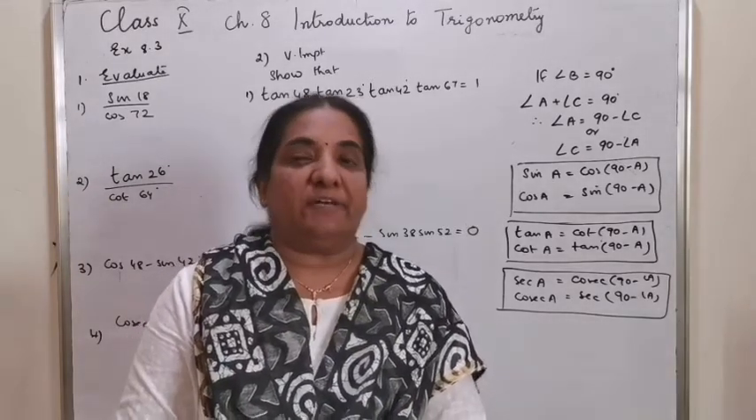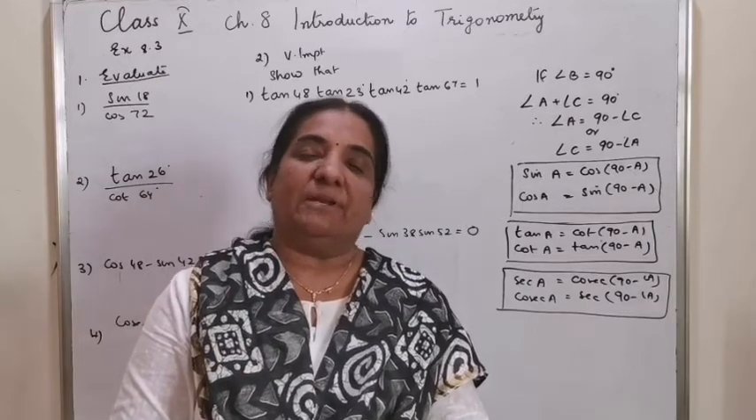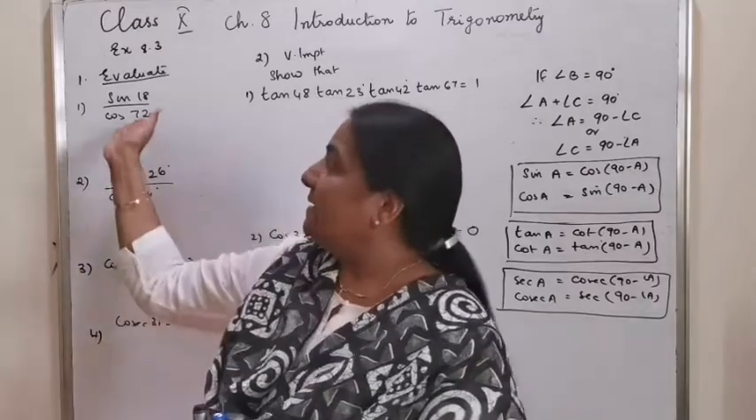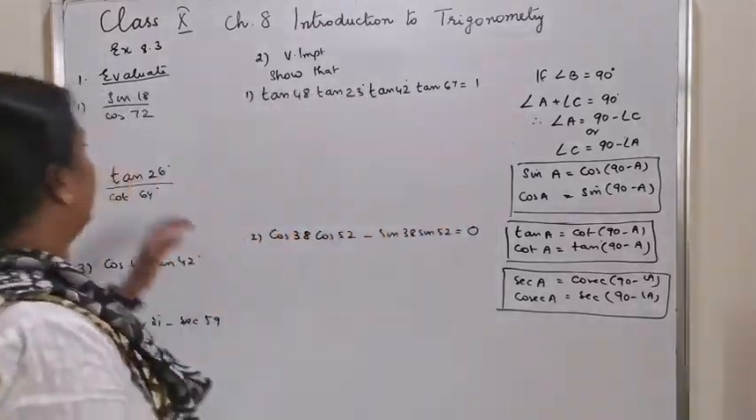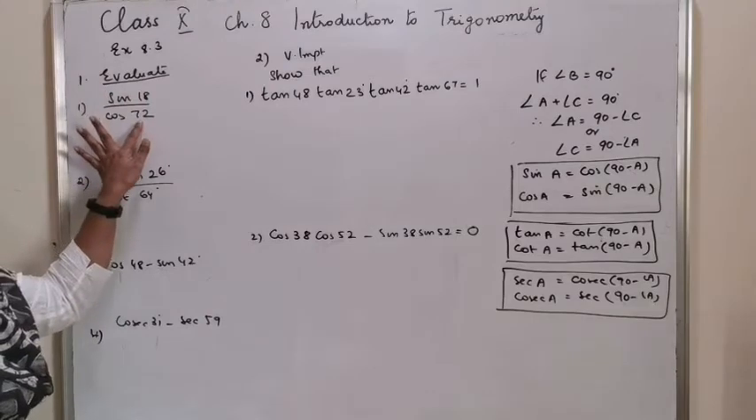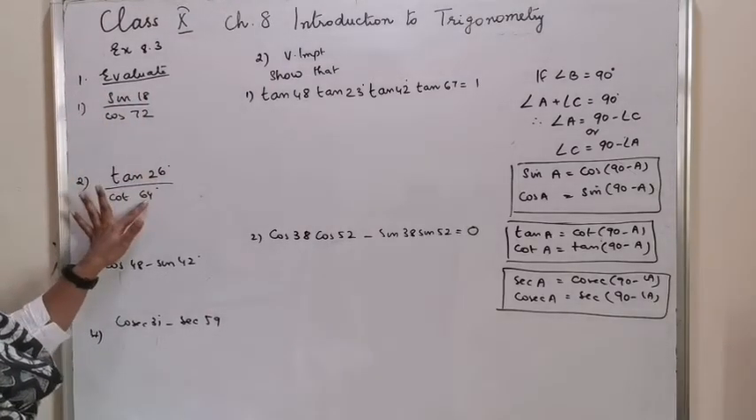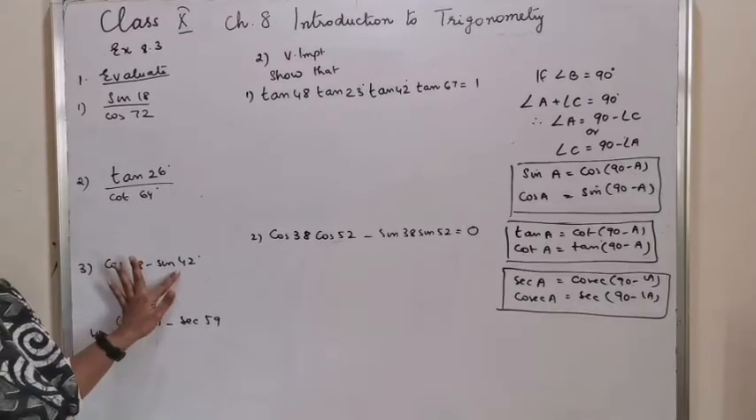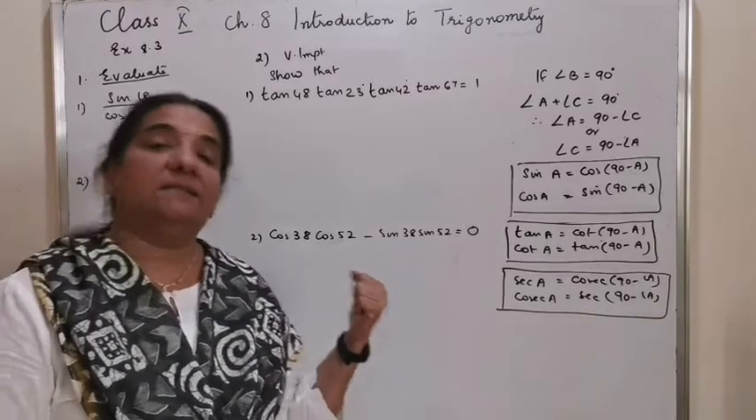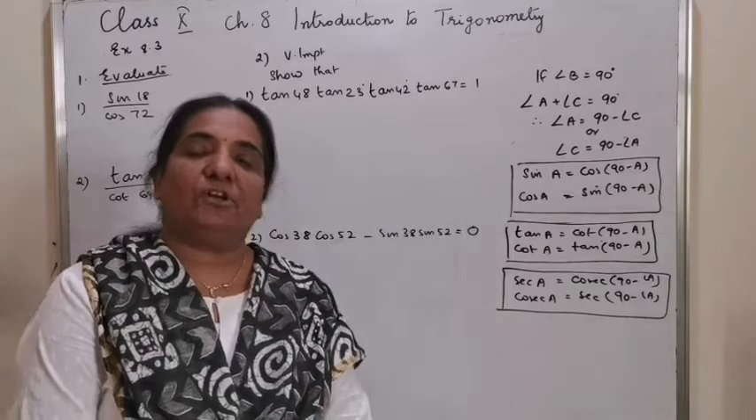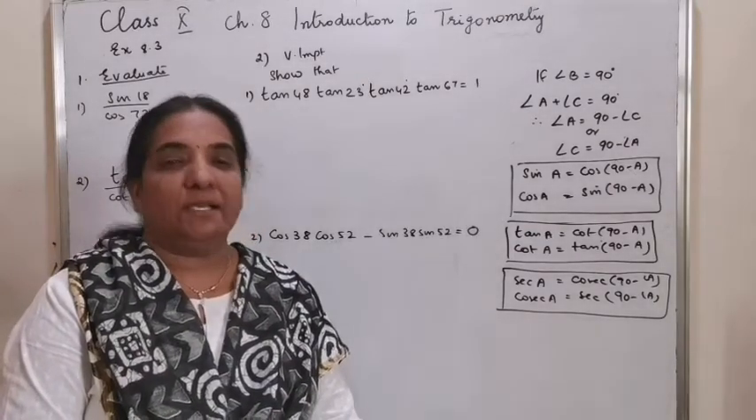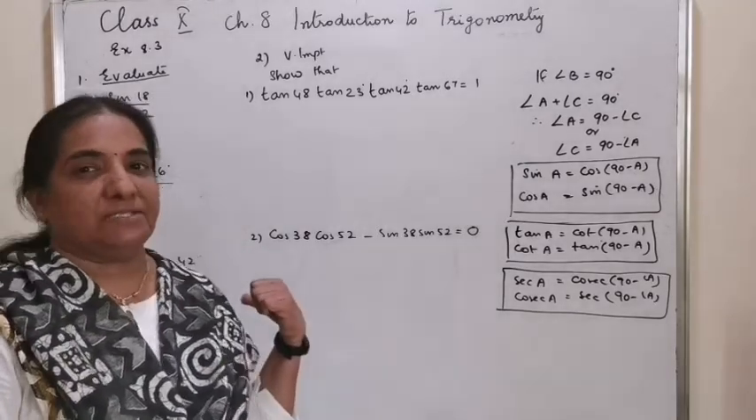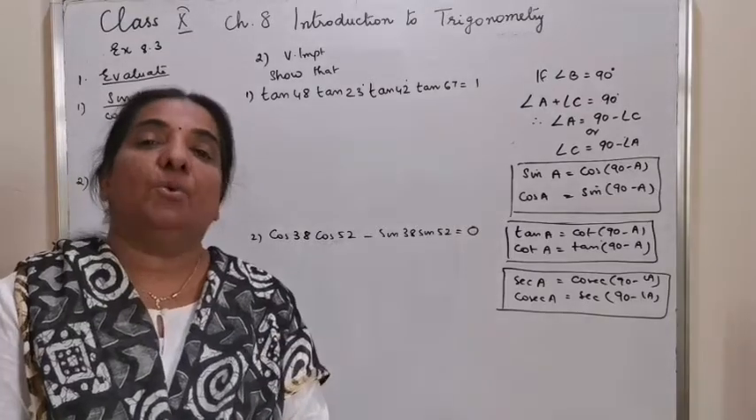How do you identify that a particular question belongs to this topic? You identify it when you see the angles here. Evaluate sine 18 degree by cos 72 degree, tan 26 degree by cot 64 degree, cos 48 minus sine 42. When you see such angles other than 30 degree, 60 degree, 45 degree, 0 degree and 90 degree, you will definitely know that it belongs to this exercise, as you are not given specific values.